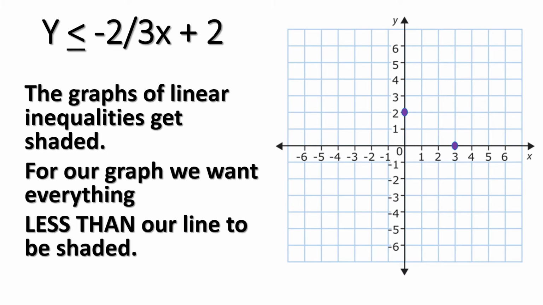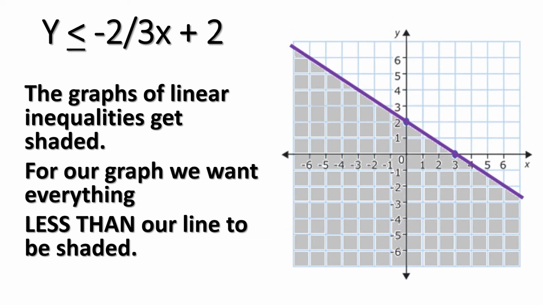So y is less than or equal to negative 2/3 x plus 2. The graphs of linear inequalities get shaded. For our graph, we want everything less than our line to be shaded. Here's our line. It was less than or equal to, so it got a solid line. And now I have shaded everything less than this line.